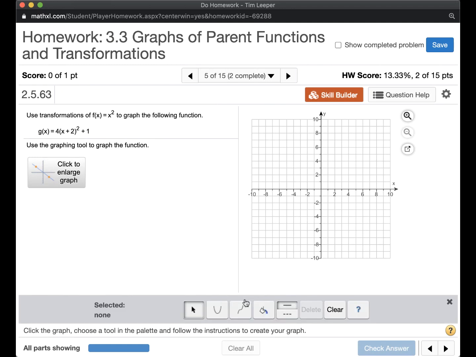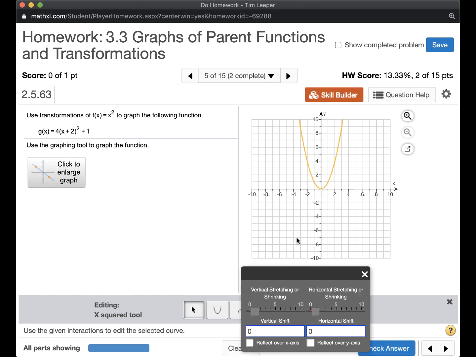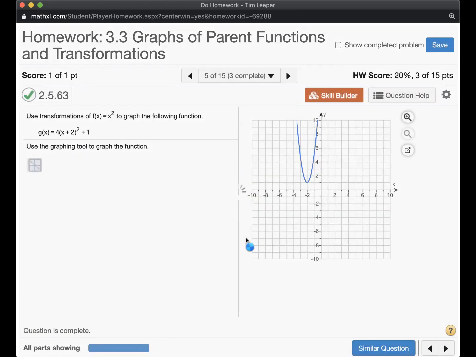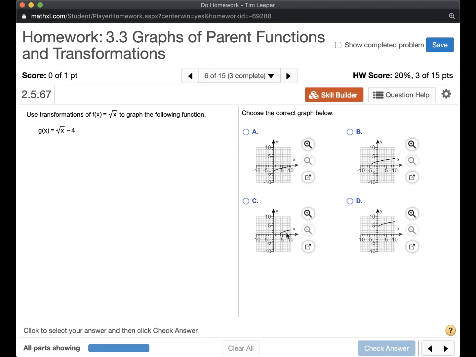Here's one with a vertical stretch. Here the parent function is x squared, which is quadratic. Start at 0, 0. Vertical stretch of 4. So go 4 for the stretch. Horizontal shift of -2. So -2. And then click off of it. And then +1 for the vertical shift. So just 1. And then click off of it. Notice it moved it up. Alrighty. And then just click X and then check your answer. Good job. Excellent. Pretty much all the others are just identifying the types of transformations.